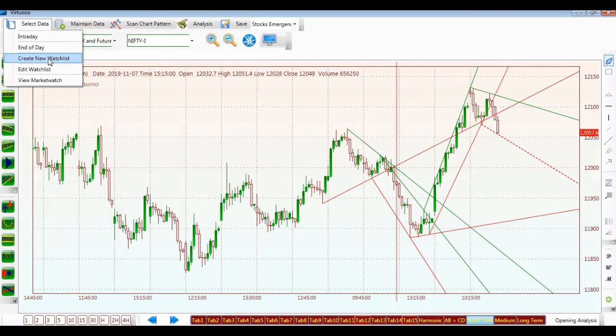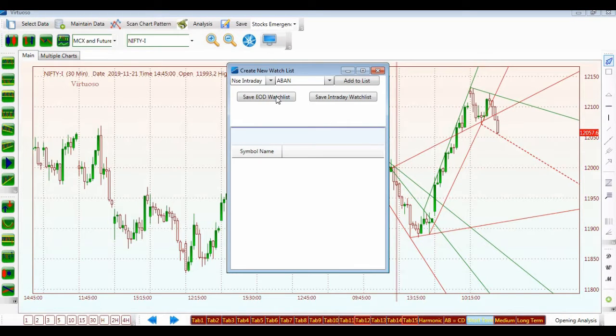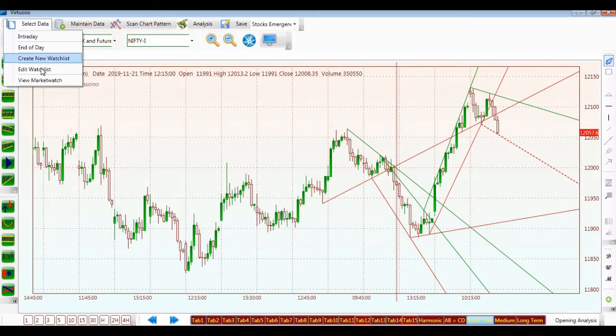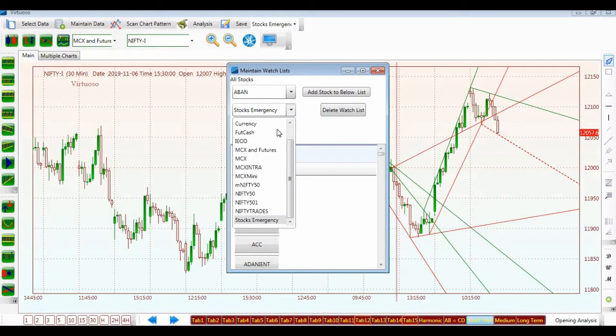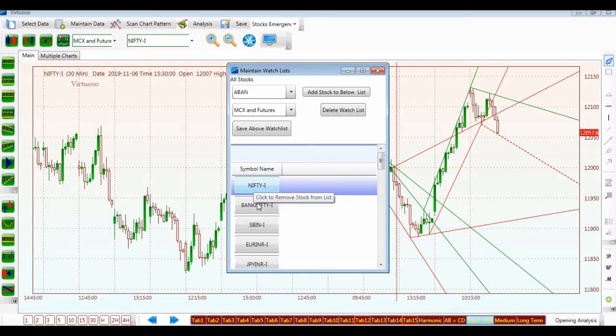You can create your own watch list here. For example, if you are watching only SBI, Yes Bank, Nifty and Bank Nifty, you can create a new chart list here, create a new intraday, select the stocks from here, and create your new watch list. You can also edit a watch list. If I already have a watch list available, for example MCX and futures, and I want to delete or add any new stocks or futures, I can add or delete from this feature.